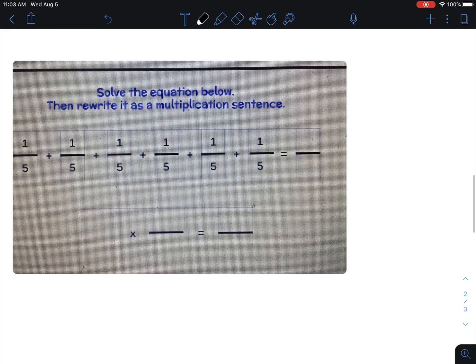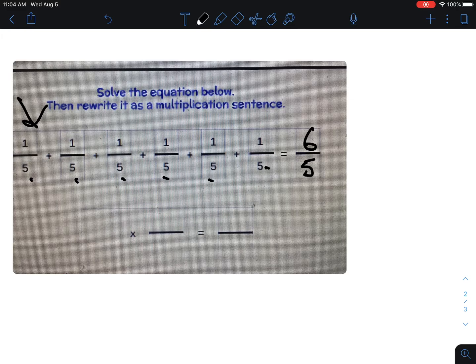All right. Last type of problem you're going to have in independent practice. We've done this before. It's just a review. So all you have to do is solve the equation, then rewrite as a multiplication sentence. So all you have to do is count first how many fifths you have. So you have 6 of them. So remember, when you're adding or subtracting fractions with the same denominator, the denominator never changes. You just have to add up your numerators. So you get 6/5.